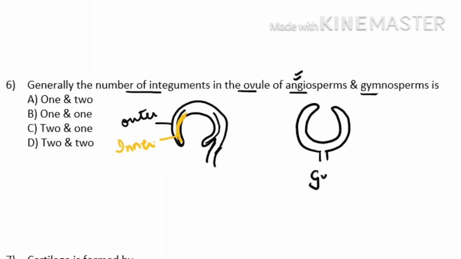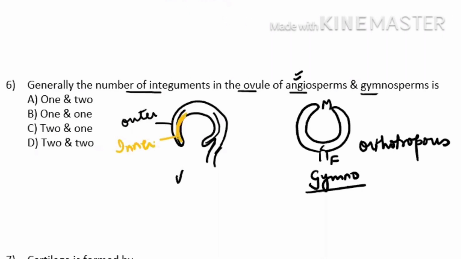This is of gymnosperms, and the ovule will always be an orthotropous ovule, where the micropyle, chalaza and funicle are in one line. And this is of angiosperms, and in angiosperms it will be bitegmic condition and the majority of the ovules will be anatropous. So first they have asked angiosperms, then gymnosperms. So first two integuments, then one integument. So your answer will go to option C.